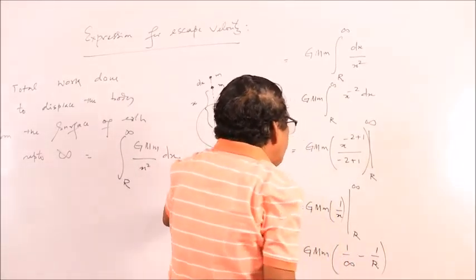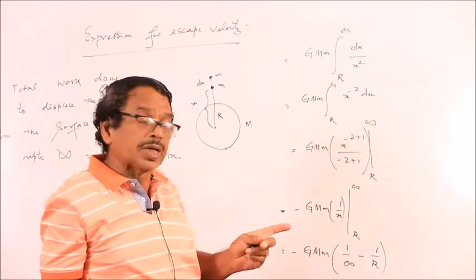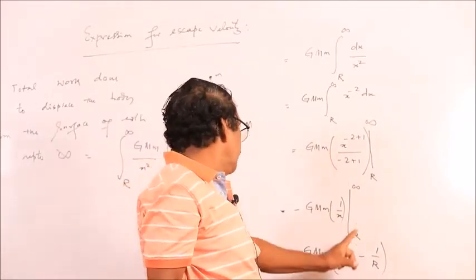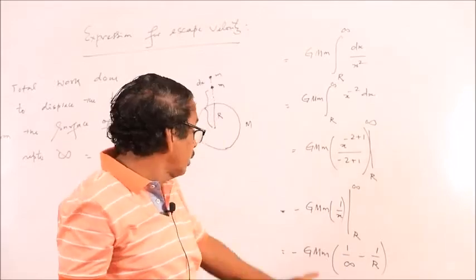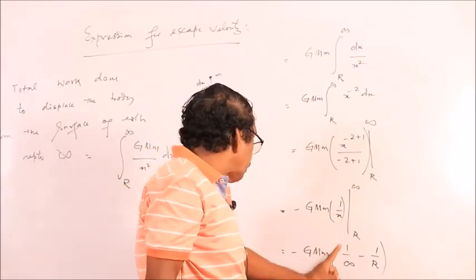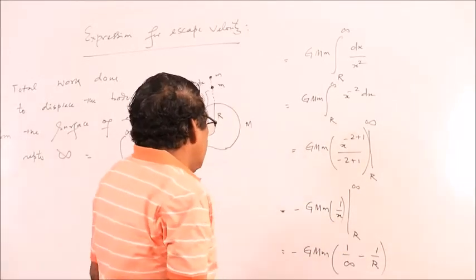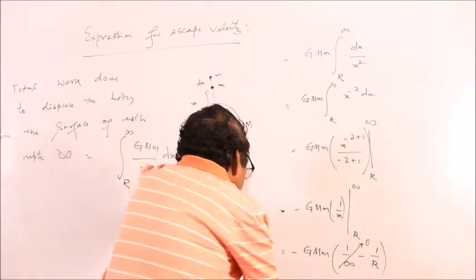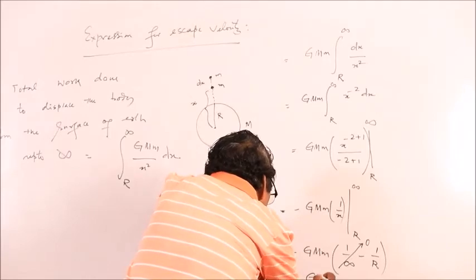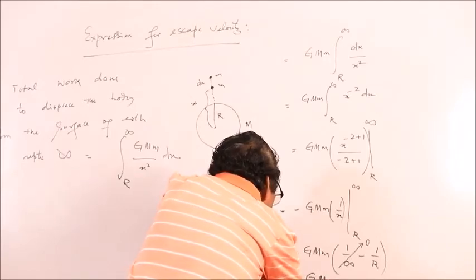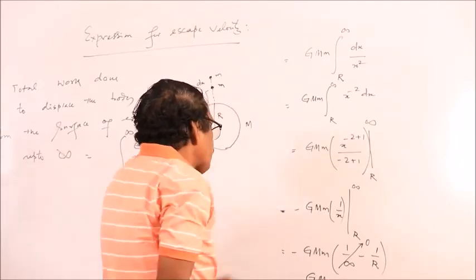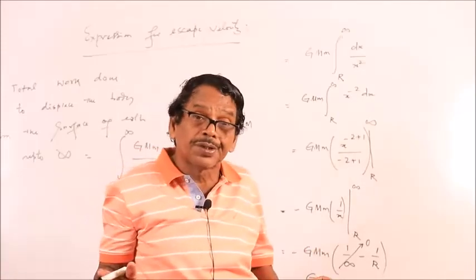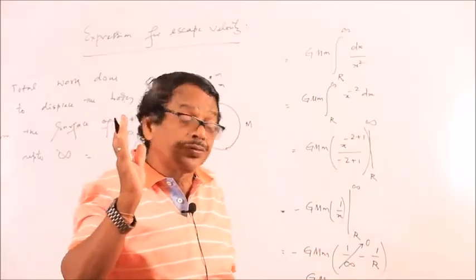Why is it 1 by infinity? The upper limit of x is infinity, but you are writing 1 by infinity because we have got 1 by x here. So, 1 by infinity minus 1 by R, and as you know 1 by infinity is equal to 0. So, this becomes G capital M small m by R. So, this is the total amount of work done to send the body up to infinity.